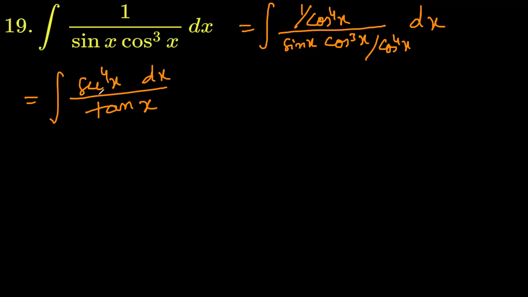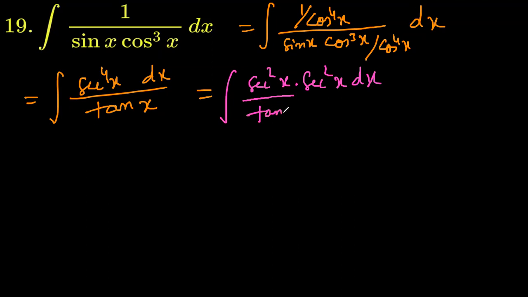Now this is in terms of tan and sec. We have sec square x also in the numerator, because this part, which is sec to the power 4, can actually be written as sec square x into sec square x. Yes. Now we want to change everything else in terms of tan, because then if you put tan x equal to t, then sec square x dx will be dt.